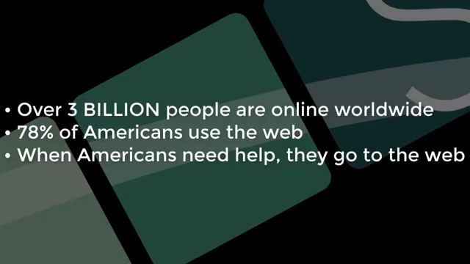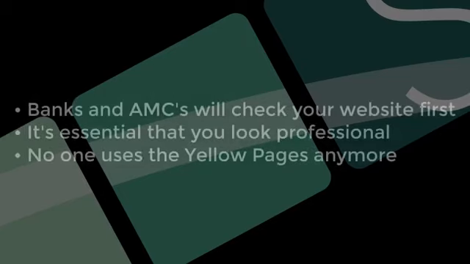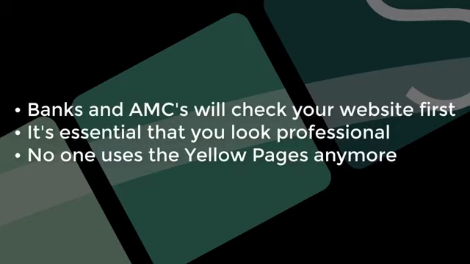Now, 9 times out of 10, what they're going to do is go to Google and do a search. And what you need to make sure is that your company comes up in that search. Now, for banks, they may be looking for different appraisers in the area. And where's the first place they're going to look? They're going to go to the web.